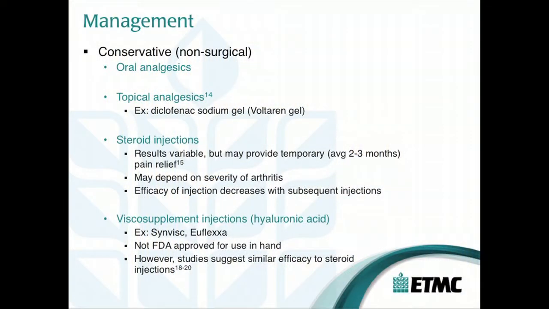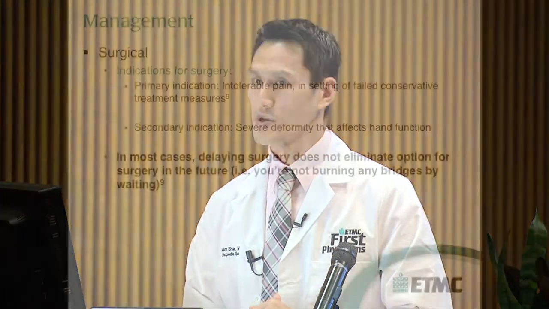So, there's also viscosupplement injections, which a couple of brand names include Synvisc and Euflexa, and this is basically used to help lubricate the joint, and it's been FDA approved to use in the knee. So a lot of the patients with knee arthritis have received these injections before, but it hasn't been FDA approved to use in the hand. But there have been a couple studies that compare steroid injections to the viscosupplement injections, and overall there's similar efficacy between the two types of injections.